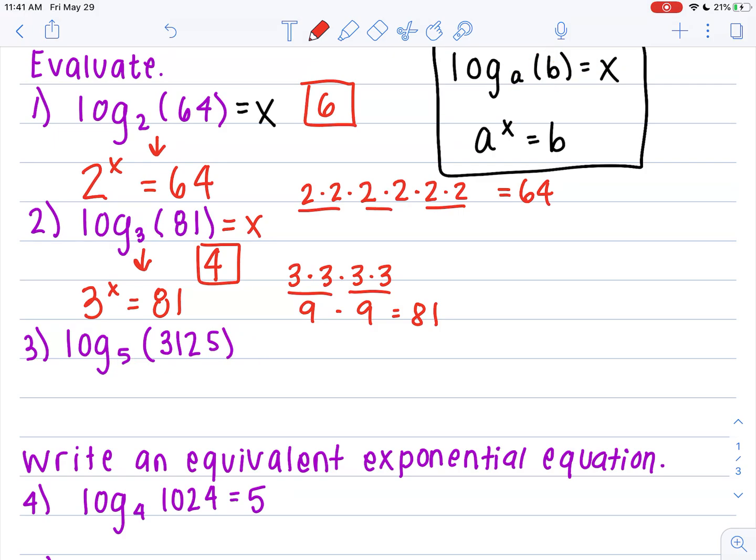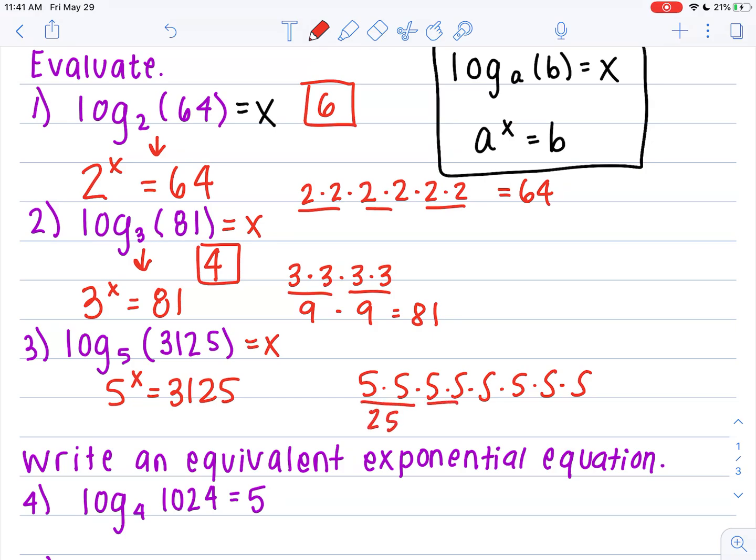Okay, so I'm going to write log equals x here. So 5 to the x equals 3,125. And we have to figure out, well, what does that x have to be to make this equation true? So I'm just going to write out a few 5s. It looks like a pretty big number, so I'm going to write quite a few out. So 5 times 5 is 25. So let's just see what 25 times 25 is.